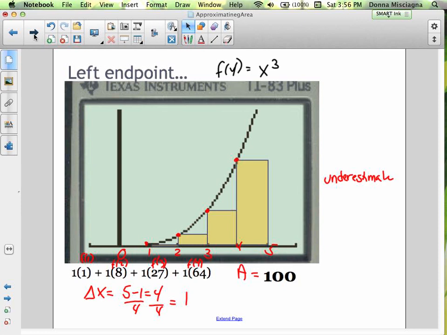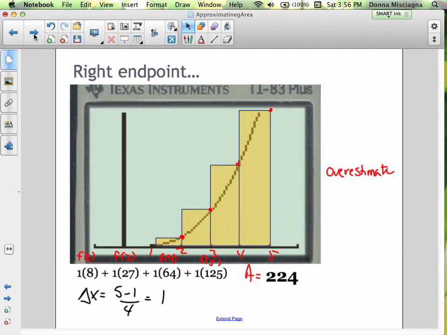Here we have the same thing, but a right endpoint. Now notice we don't use f of 1, because it's when the right-hand side hits the curve. So our first rectangle is going to be our starting value 1 plus a change in x, and a change in x is 1. So we're going to start off with 2. And then we'll use 3 as the second rectangle, 4 for the third rectangle, and 5 for the last rectangle. So now we're using where the right-hand side hits the curve. And now our area is 224, and that's an overestimate.